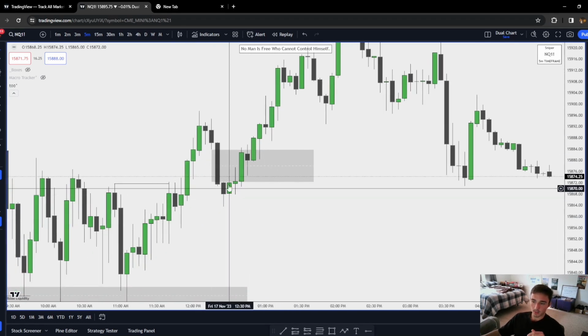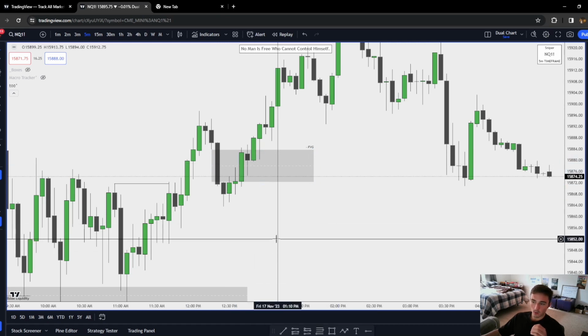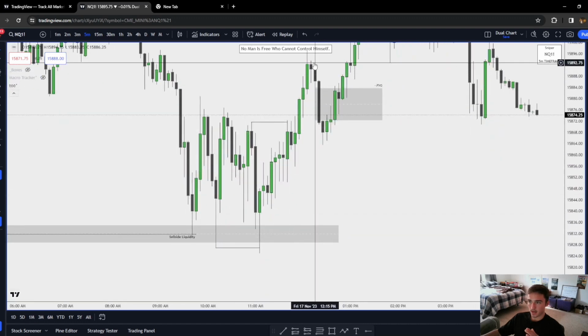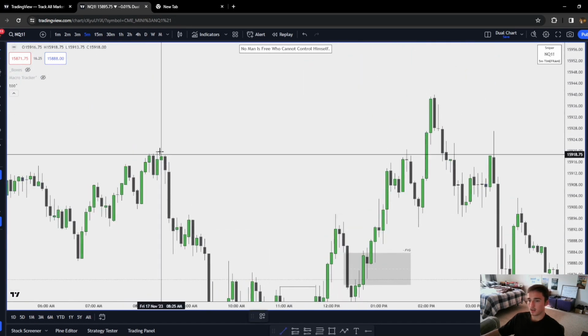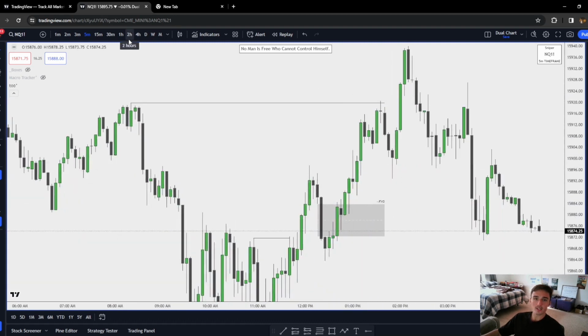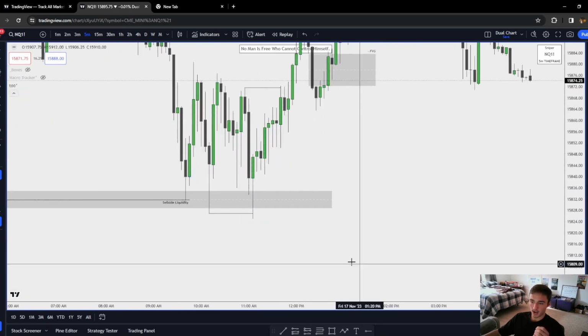We have displacement lower, creating a bearish fair value gap. Why would we not want to short this? Because now we know after this displacement higher that this should be the draw on liquidity up here. You always need to have a narrative for why price should go where it wants. Why would we hold this just to come down here?